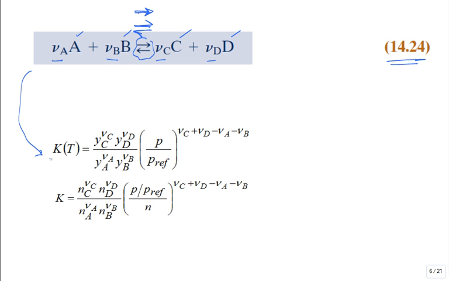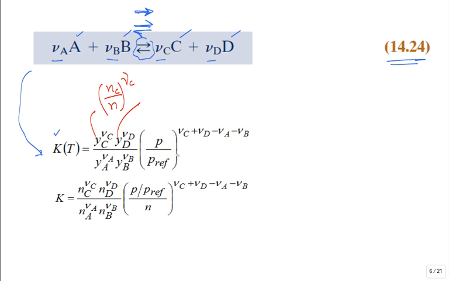So the equilibrium constant as a function of temperature, they're emphasizing K is a function of temperature right there, is equal to Y sub C. What is Y sub C? It's the concentration, right? The molar concentration. So it would be the amount of C divided by the total amount in the mixture, the total number of moles in the mixture. It's raised to that exponent, nu sub C, just like Y sub D is raised to the exponent nu sub D, divided by Y sub A over nu sub A, etc.